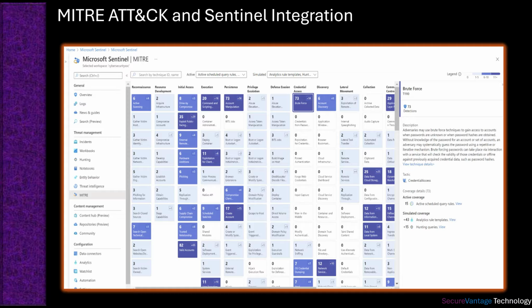The ATT&CK framework is continuously updated with new techniques and adversary behaviors. By leveraging this in Sentinel, organizations can keep their detection and response capabilities up to date with the latest threat intelligence, which ensures they are prepared for emerging threats.